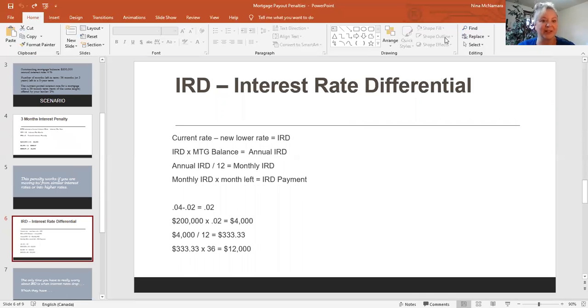This is where it really gets interesting: the interest rate differential, so IRD.